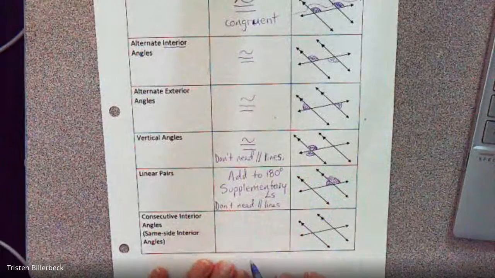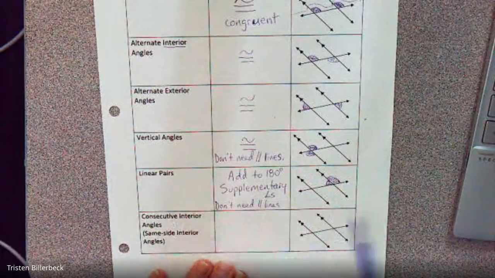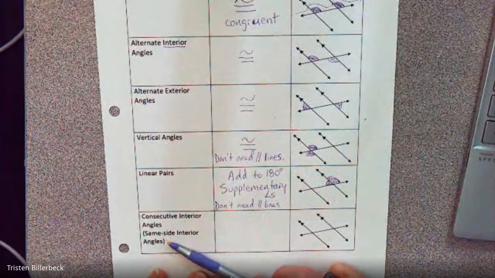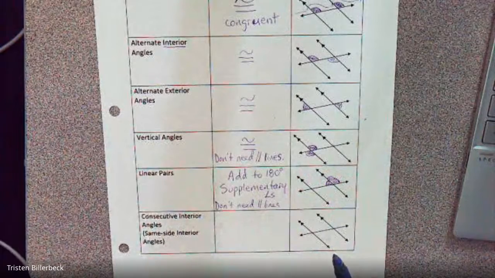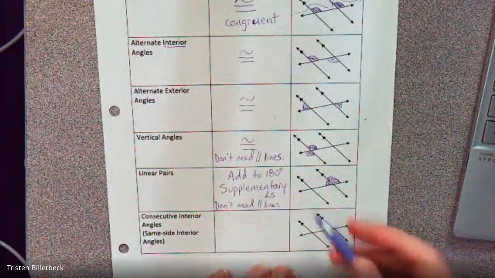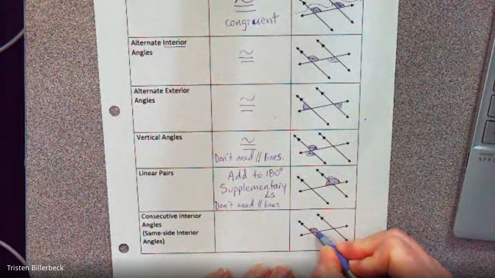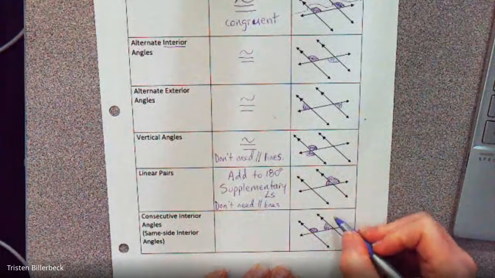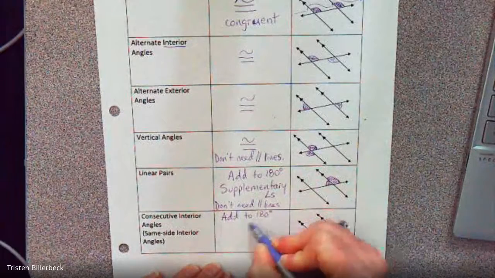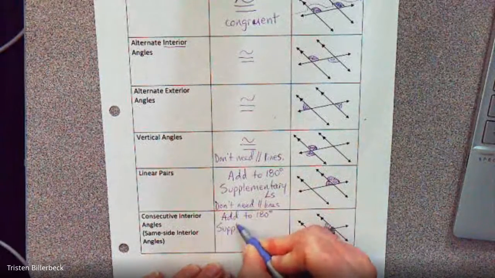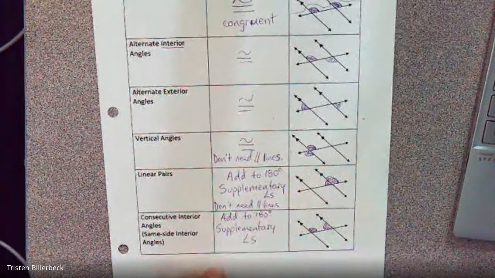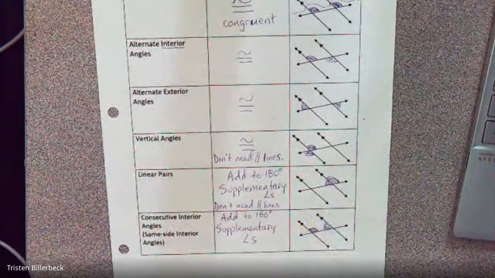Okay, consecutive interior angles. Okay, so interior tells us they're inside. Consecutive tells us they're adjacent. Your book says same side interior angles because some books just don't teach you consecutive. Consecutive means the same side. So we have this angle and this angle. And these are also, they add to 180 degrees. And they're supplementary angles. These angles you do need parallel lines for, because they have to be interior of the parallel lines.